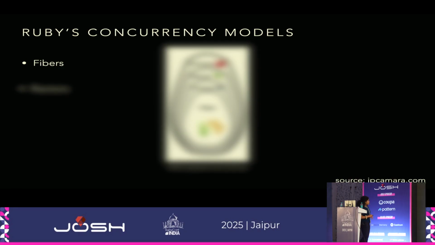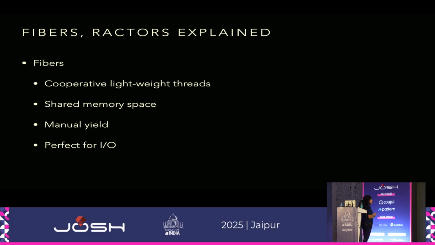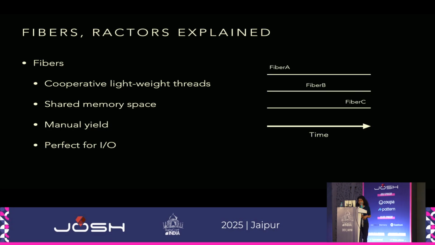Let's start with fibers. What are fibers? Let's take an example here. Fibers are lightweight units of concurrency. They run in a single thread. So if you look at time, the actual thread that gets executed is only one. But execution switches only when you explicitly yield. In your code, you would write Fiber.yield, and at that time, the execution will switch from one fiber to the other. But on the CPU level, only one fiber gets executed.